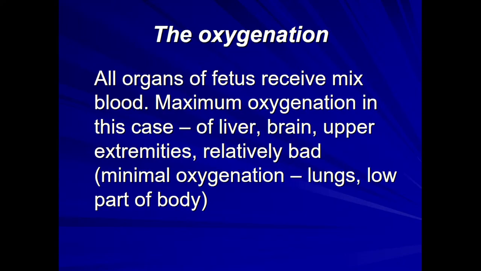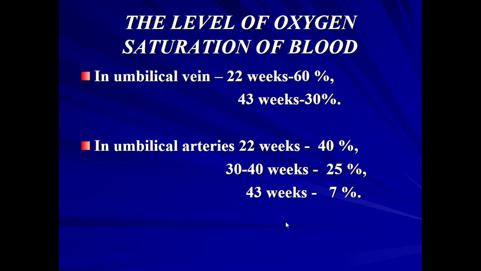As a result, we have a ratio between different parts of the body: more size for the liver, brain, and upper extremities of the fetus, and relatively low size for the lungs and lower part of the body.